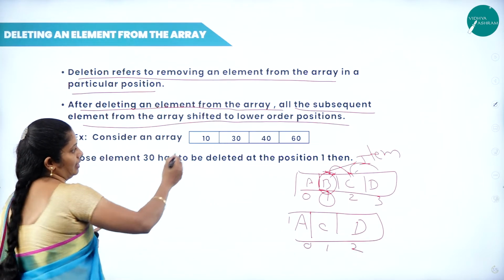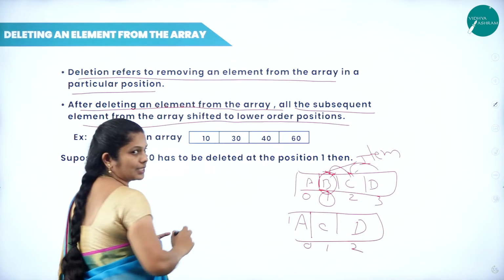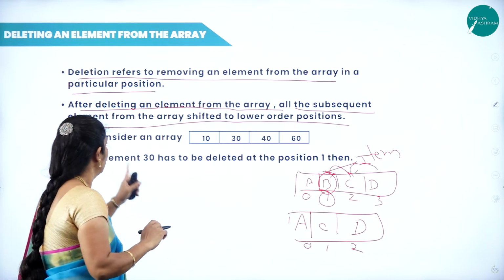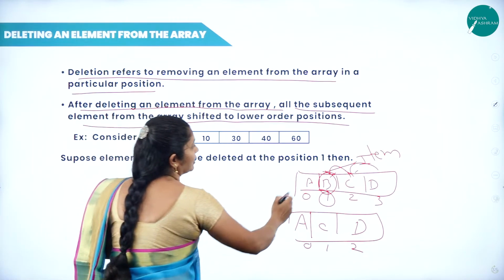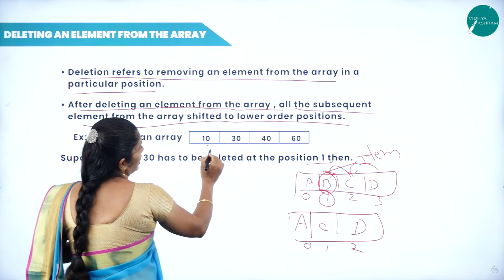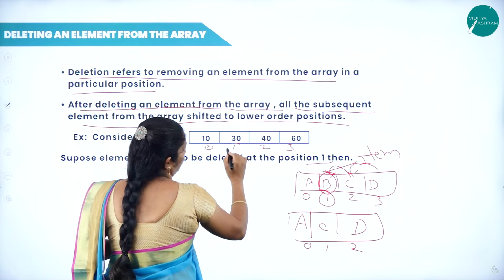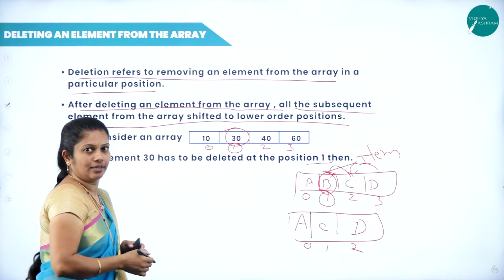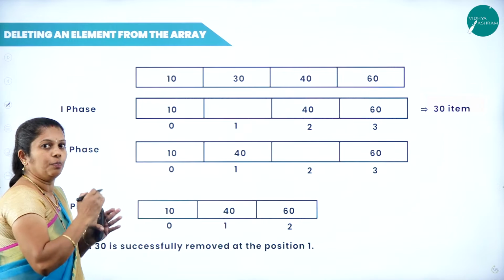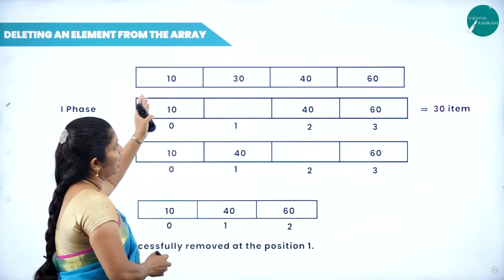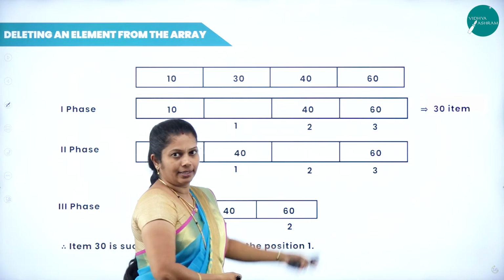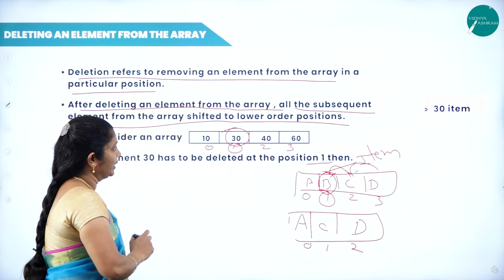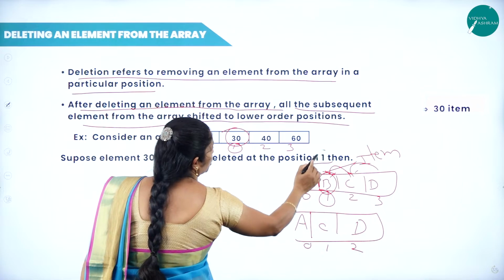Consider an array, for example 10, 30, 40, 60. These are the array elements. Suppose I want to delete the element 30 at position 1. It means that if you observe here, at this position I want to delete 30. Now consider how to perform the problem. Consider we have the array elements 10, 30, 40 and then 60. I want to delete the element at position 1.